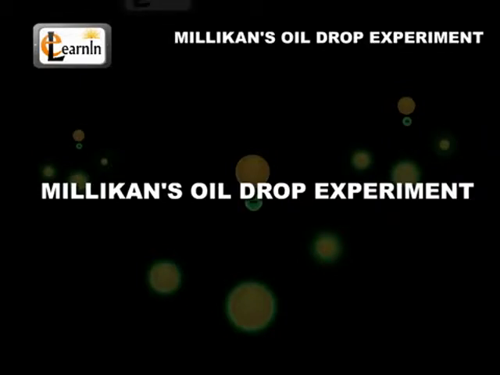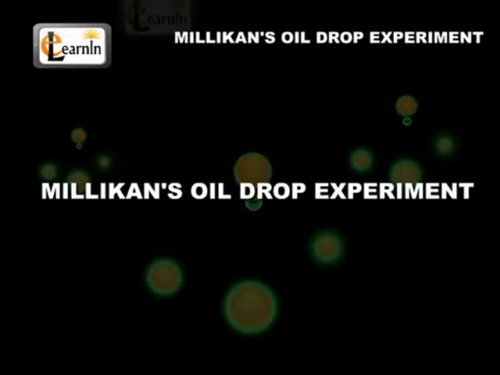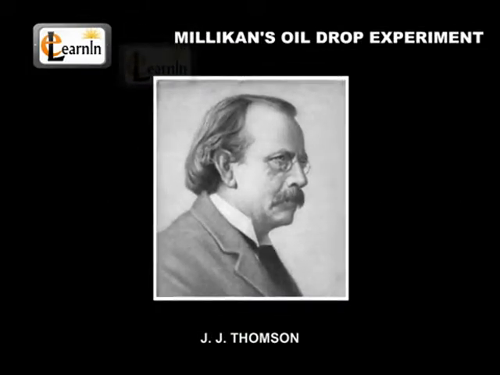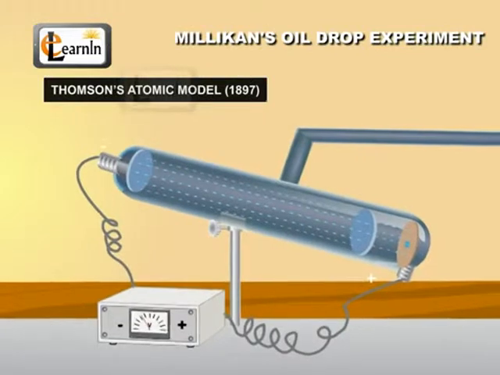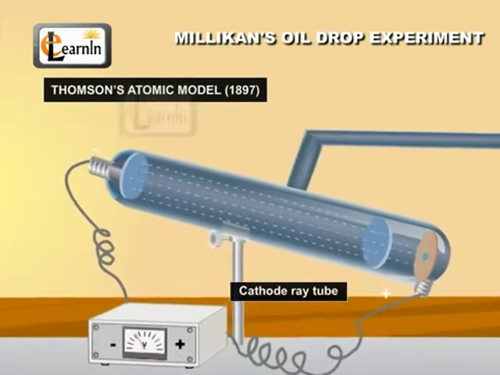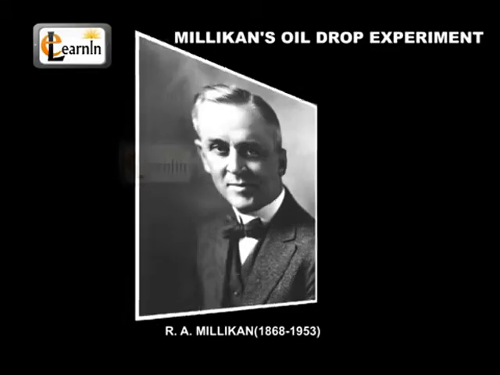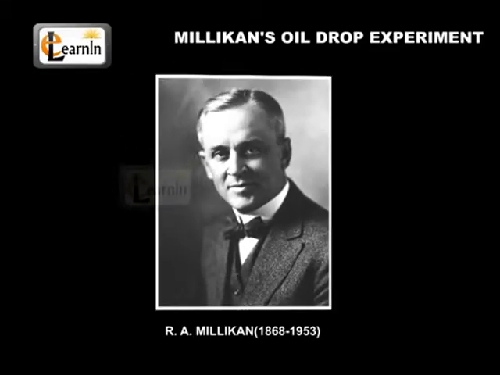Millikan's oil drop experiment. British physicist J.J. Thomson had measured the ratio of electrical charge to the mass of an electron using a cathode ray tube in 1897. Later, R.A. Millikan looked to determine the charge on the electrons.